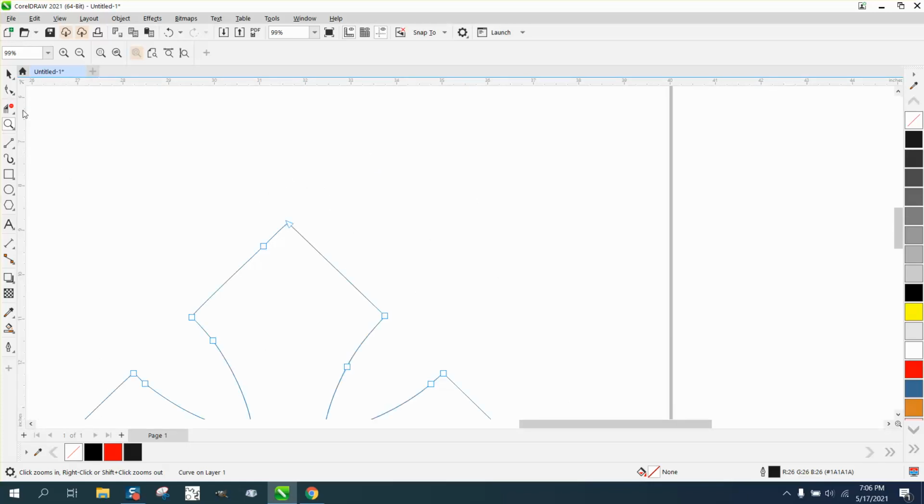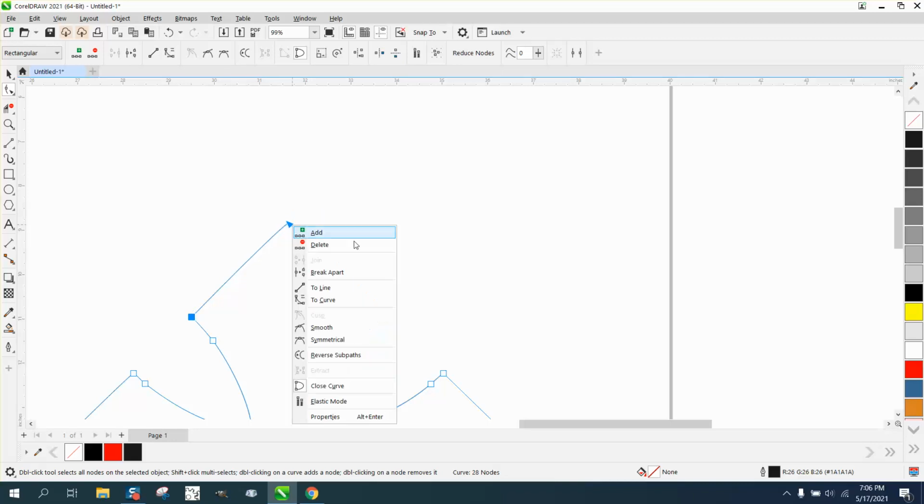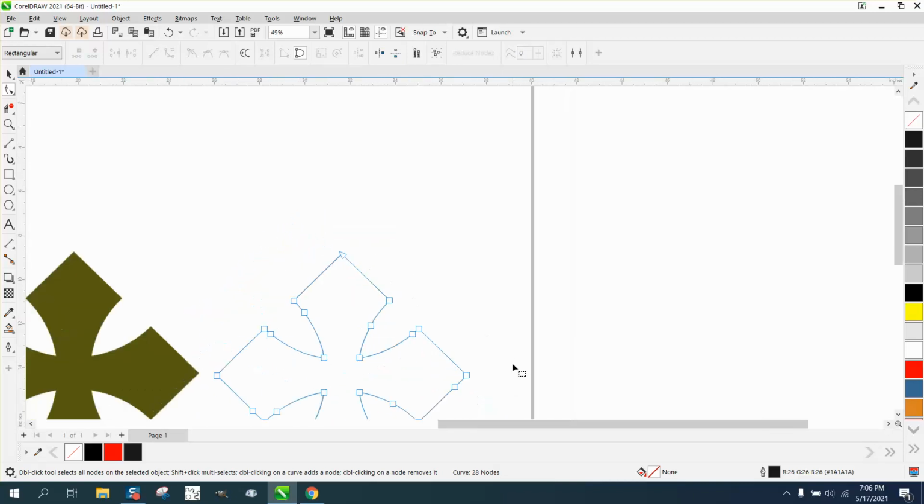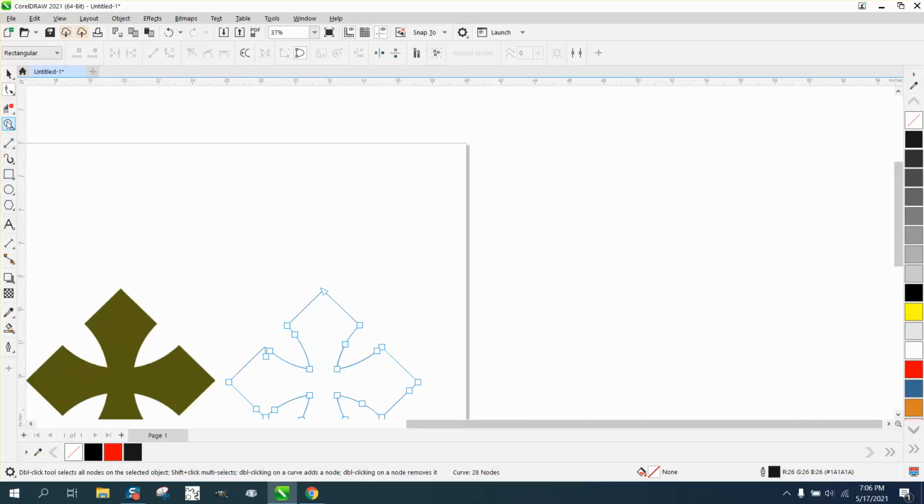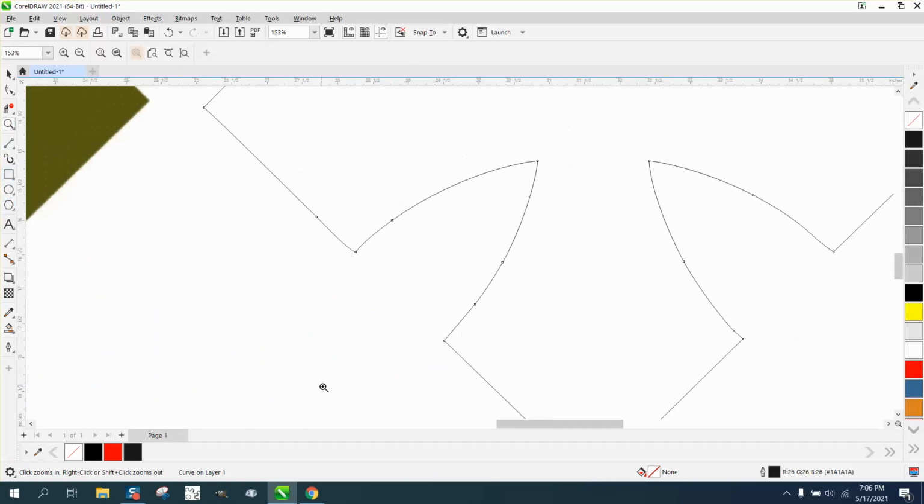Well, that can easily be fixed by taking away that node and then selecting that node, holding down the shift key, selecting that node, right-clicking, and turning it into a line. So that's line square, but you'd actually have to go around and do that, and look at this. I mean, it didn't trace that bottom part very good at all.